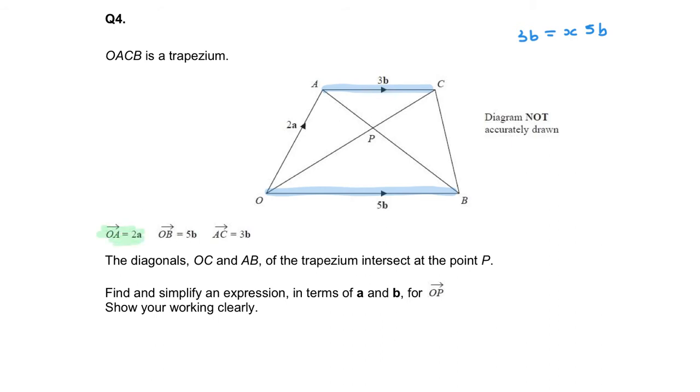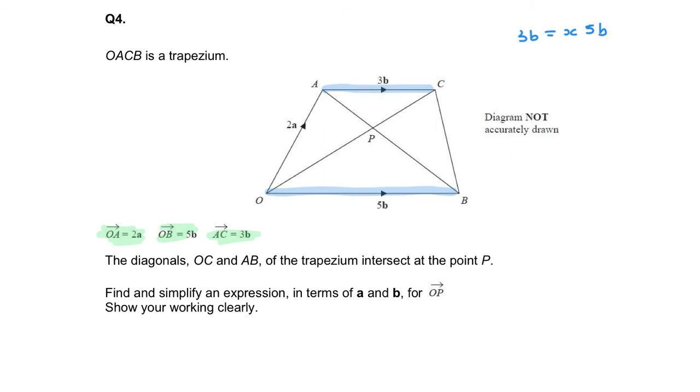OA is 2A. Is that written on here? Yes. OB is 5B. Yes. Did anyone think of Obi-Wan Kenobi when I said OB? Okay. And AC is 3B. Is that written on there? Yeah. Okay. So the diagonals OC and AB of the trapezium intersect at the point P.